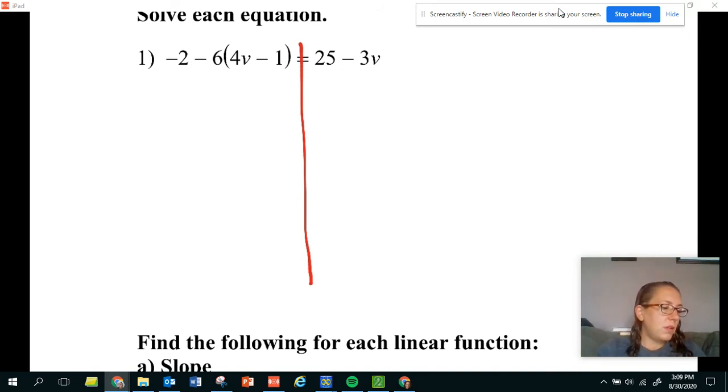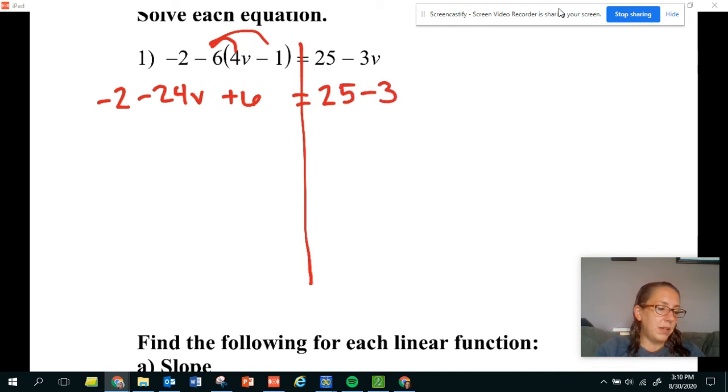So first thing I want to do is distribute. Now when I've got a -6 in front like that, so I'm going to go ahead and bring down my -2. And then -6 times 4v is -24v. And -6 times -1 is +6. So I'm going to bring down my other side.